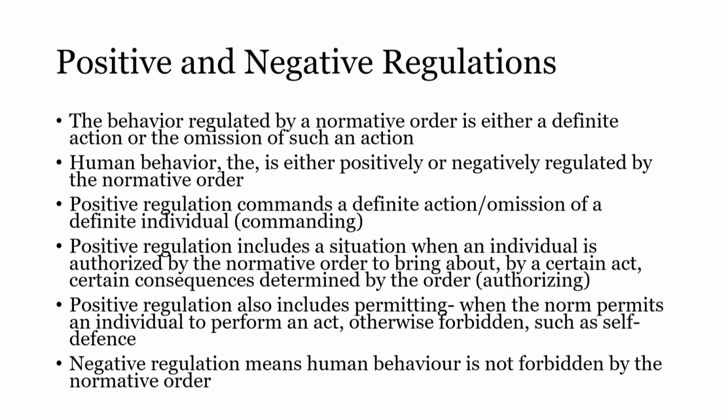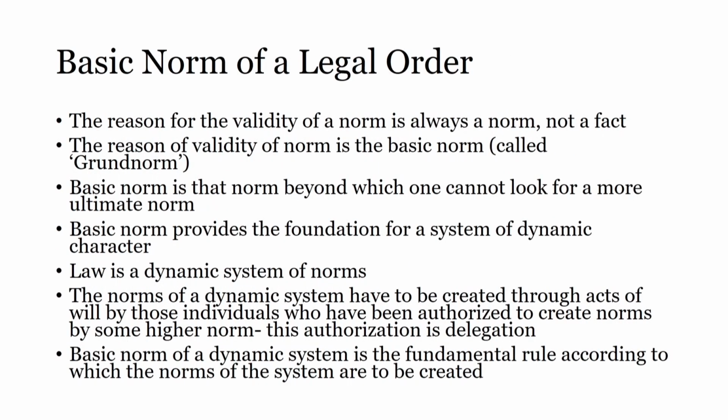Negative regulation is the other type of regulation. Negative regulation means that human behavior is not forbidden by the normative order. So, when nothing is specified that in this way the action can be there, or in that way there will be the action, if that is not given in any kind of norm, then that is called negative regulation. So, in this slide we have seen that regulations are of two types, positive regulation and negative regulation.